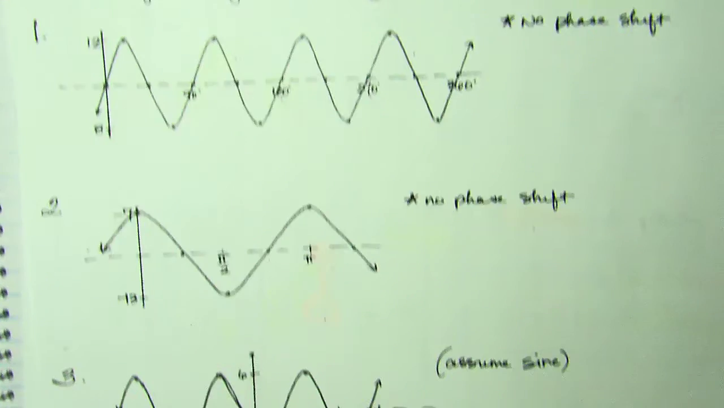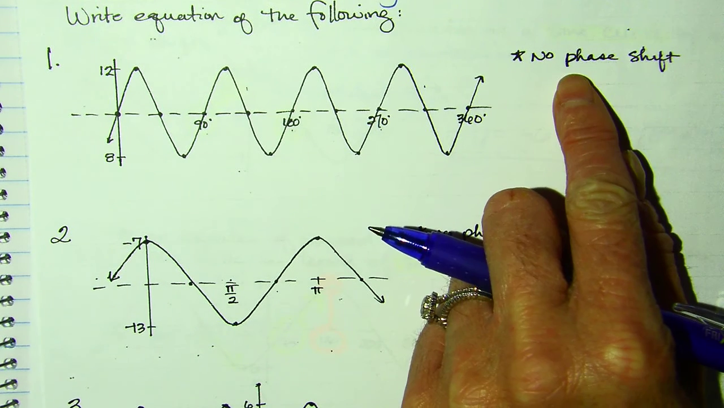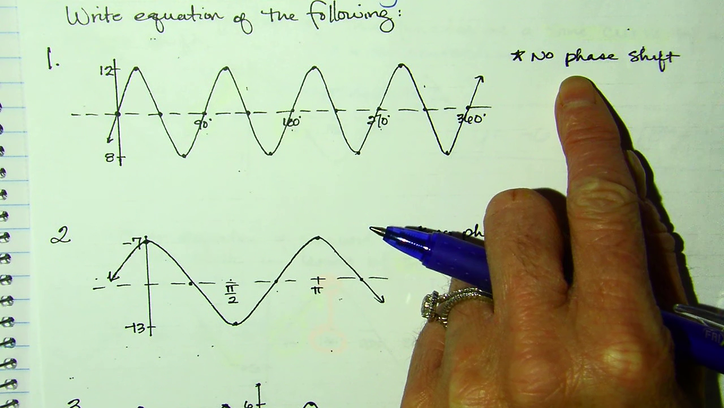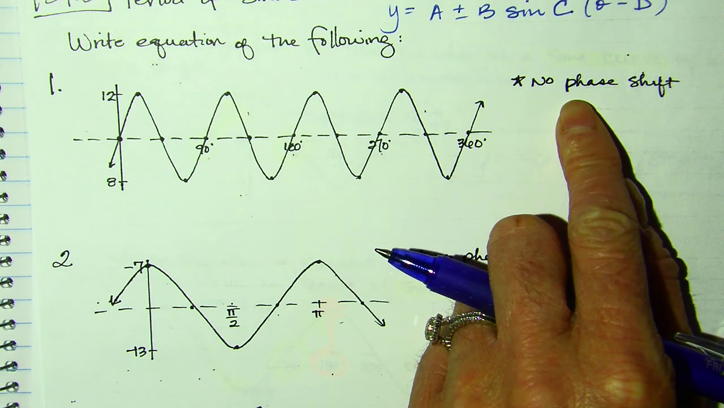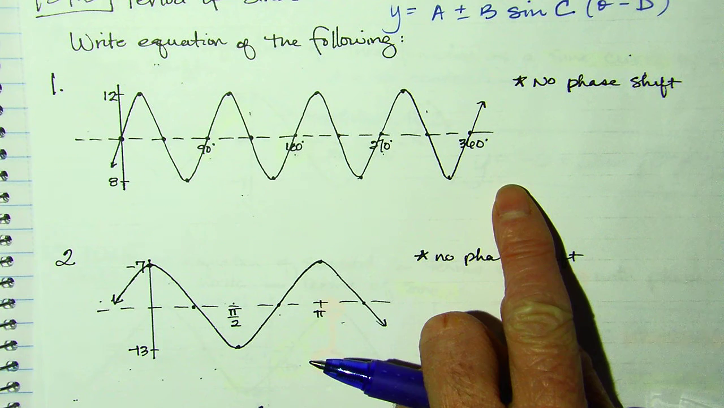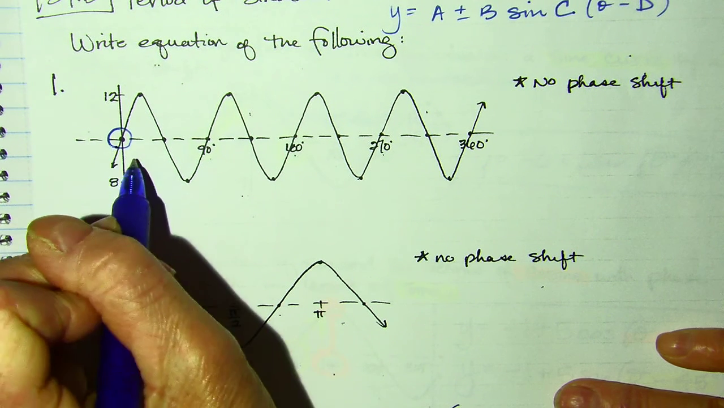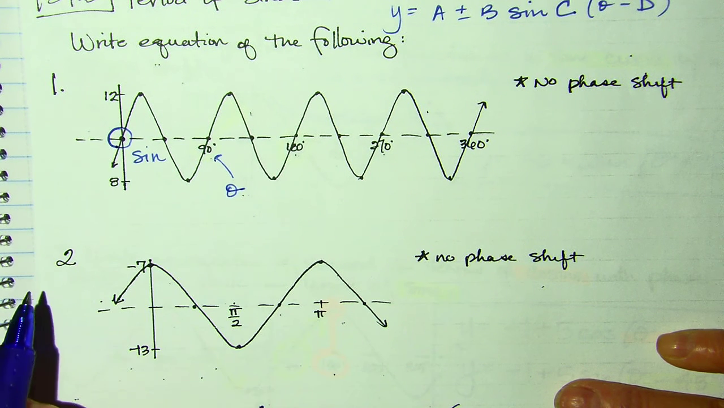Okay, so let's start with number 1. It says write the equation of the following, assuming there's no phase shift. So they're telling us this hasn't been shifted. Just focus on your period, amplitude, and center line. So there's no D, and they'll tell you that in the homework whether it is or whether it's not. Also, if there's no phase shift, it should be really obvious whether it's sine or cosine. So because this has started at my origin, I know that this is sine. This is in degrees, so I'll use theta.